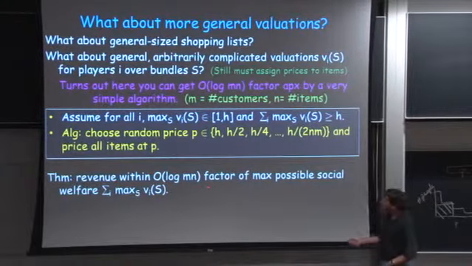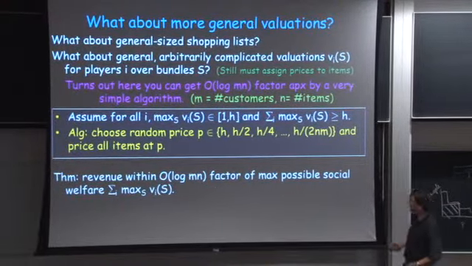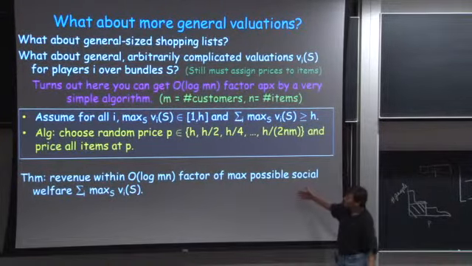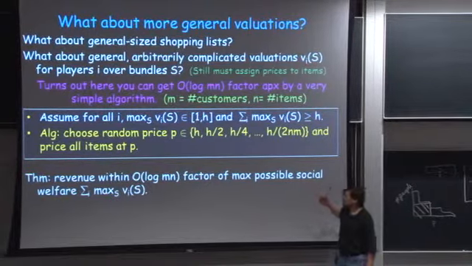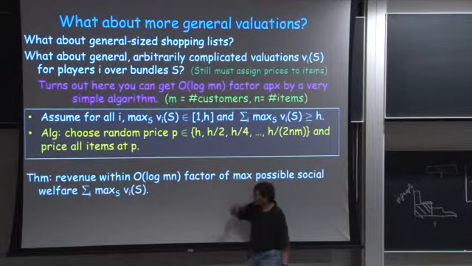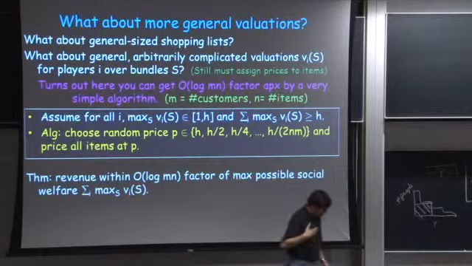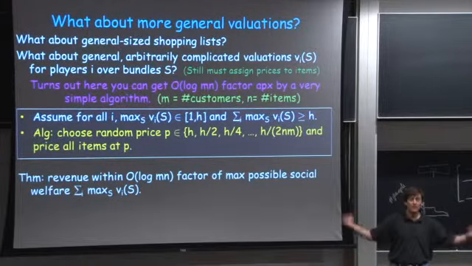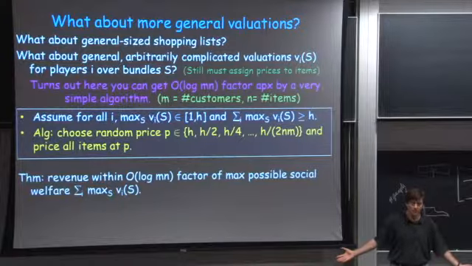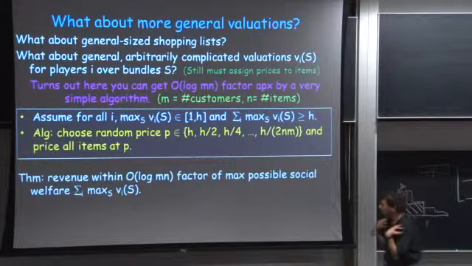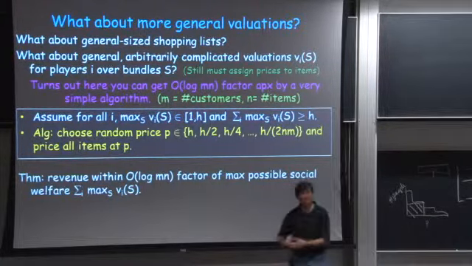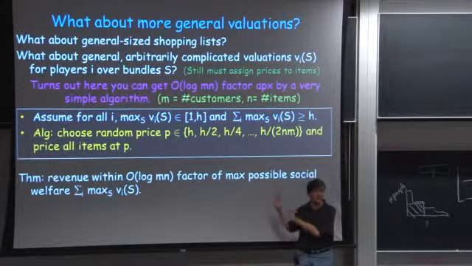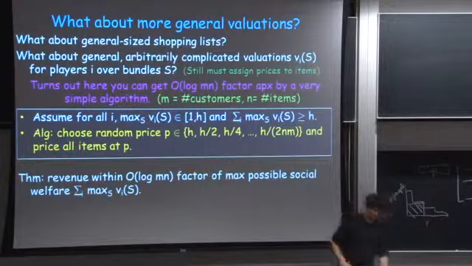Okay, so the theorem will be that the revenue is within a log factor of the maximum possible social welfare. So this is actually comparing to a higher benchmark. In some sense, the benchmark here is the total. If you gave everything away for free in your store, how much total happiness would there be in the world? I would like the amount of money I make to be within this logarithmic factor of the total amount of happiness there would be in the world if I gave everything away for free. Okay? That's the statement.